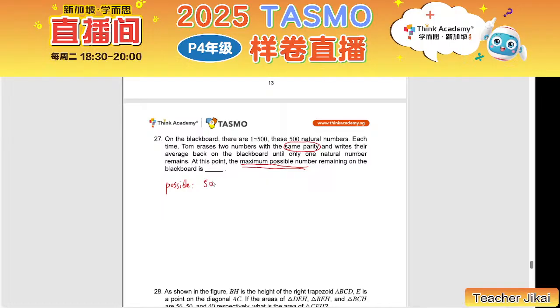So we just take 500, the largest one, and the largest with the same parity of it, 498. So we just take the average, 499. Right. So in theory, we have 499 as the largest one, right? So how can we make it, right? How can we make it? So, is it possible to form the 499?